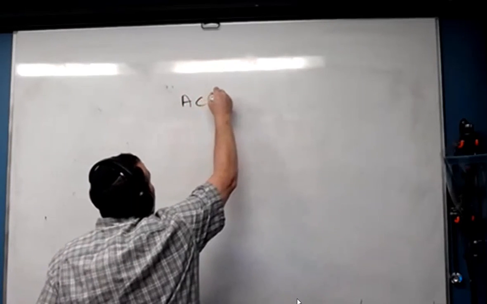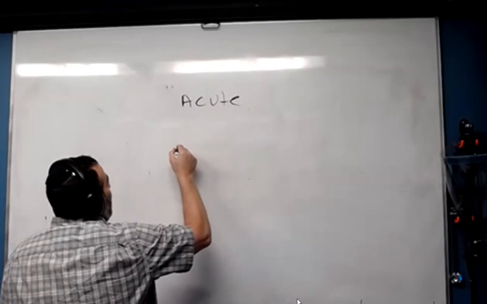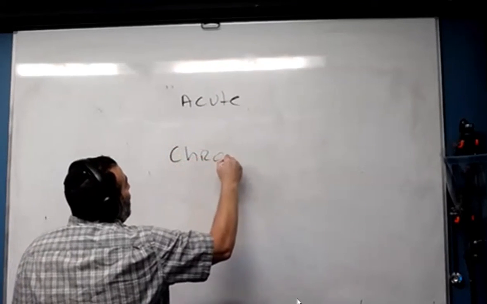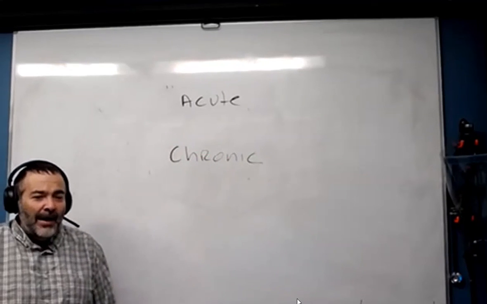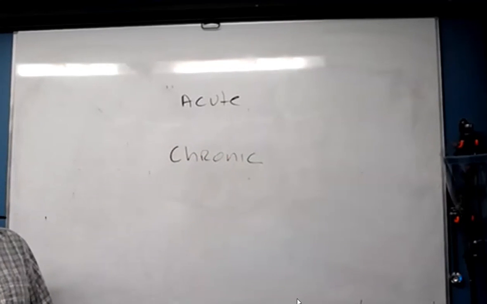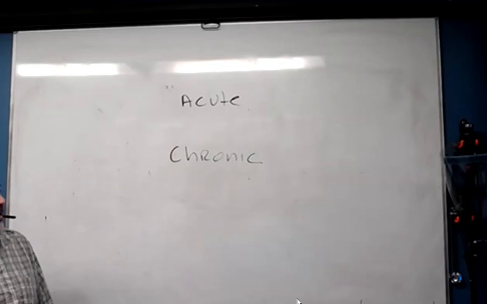So I just taught you the word acute, and here is the opposite word to the word acute, and that is chronic. Now I know you've heard the word chronic. What does it mean? Chronic. It's like reoccurring. Okay, I can deal with that.